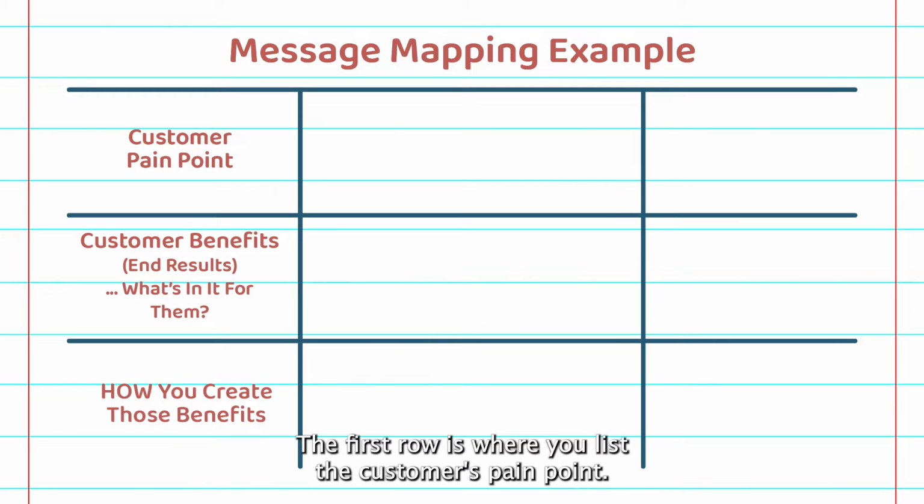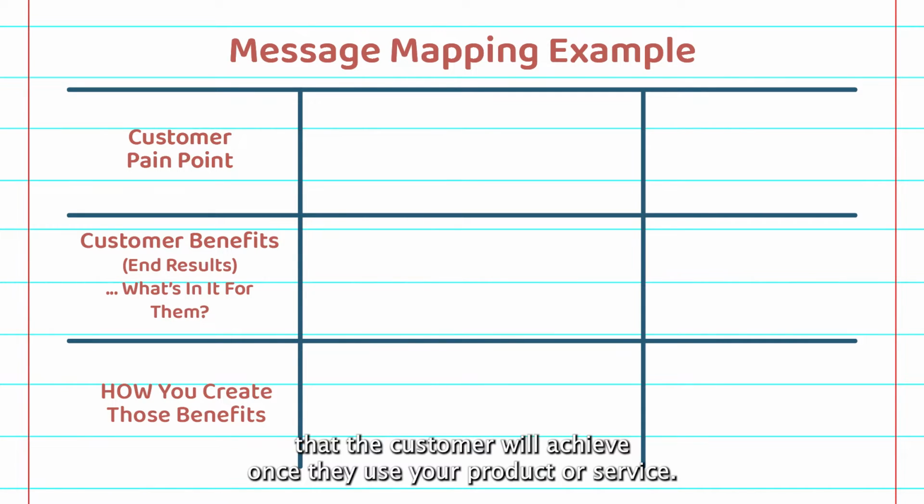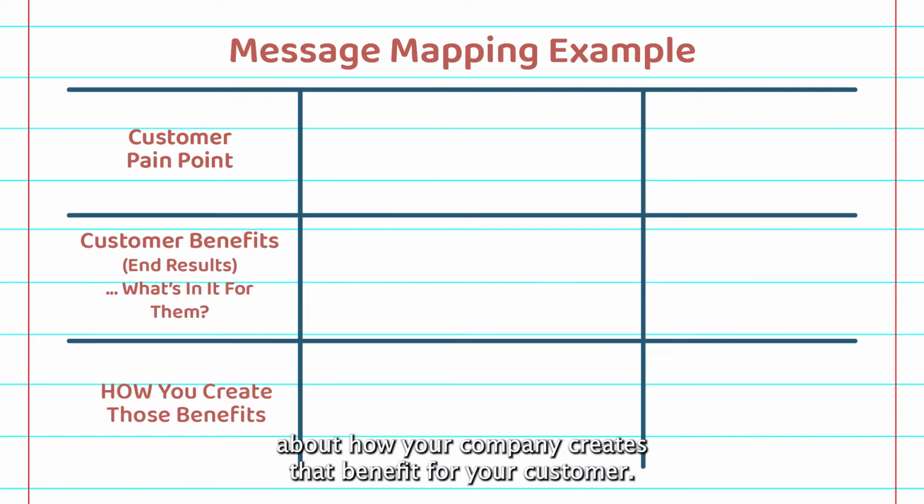The first row is where you list the customer's pain point. The second row is where you talk about the results or the benefit that the customer will achieve once they use your product or service. And the third row talks about how your company creates that benefit for your customer.